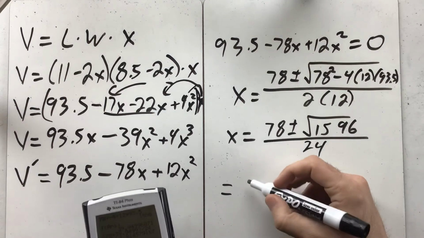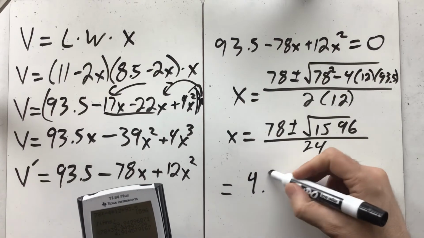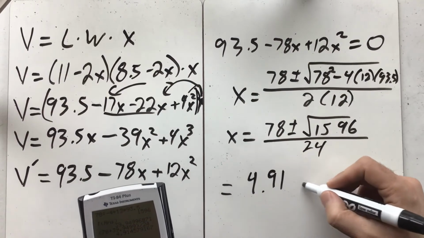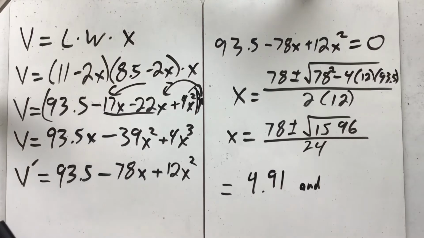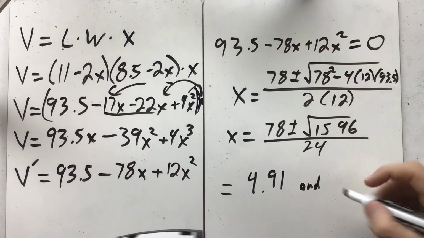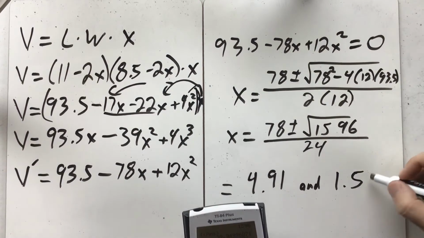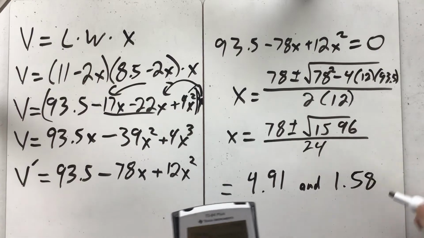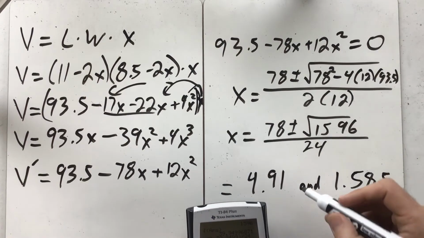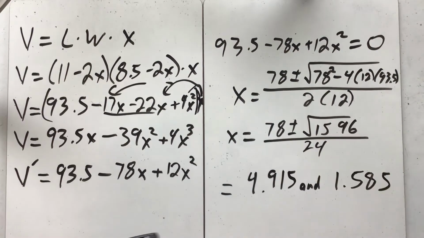And so one of my answers is 4.915, and my other answer is what I get. That's the answer when I add them. The other answer is what I get when I subtract them, and that one is 1.585. Okay, so these are my two answers: 4.915 and 1.585 are my two results.